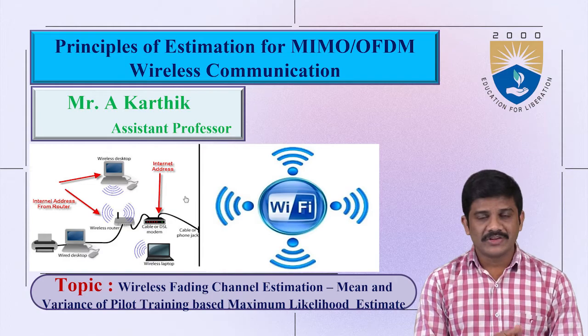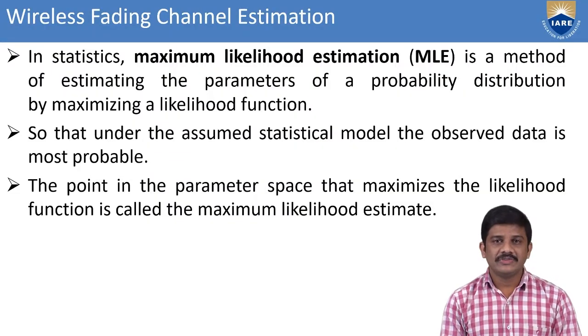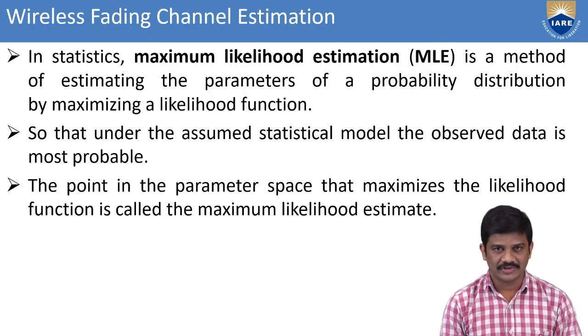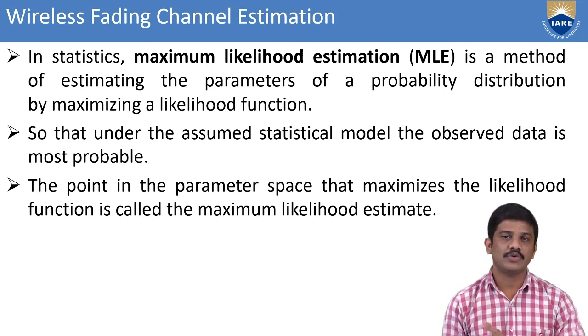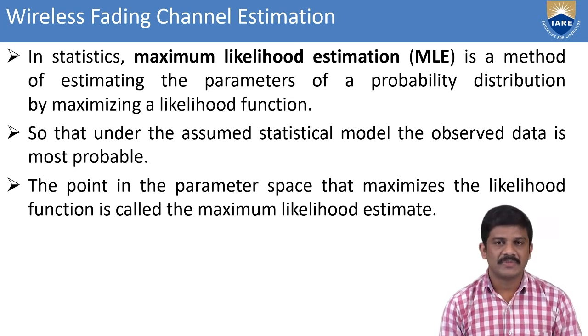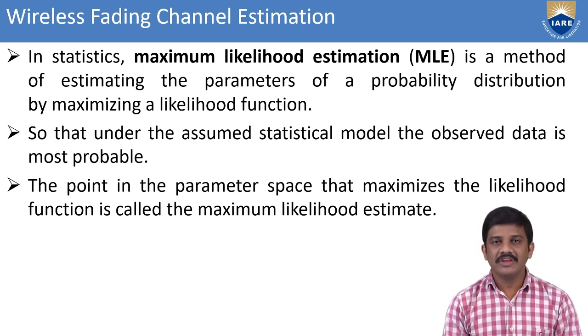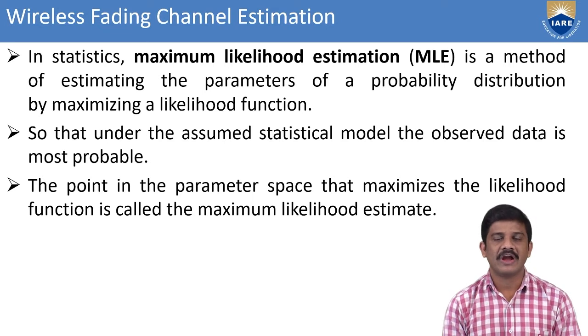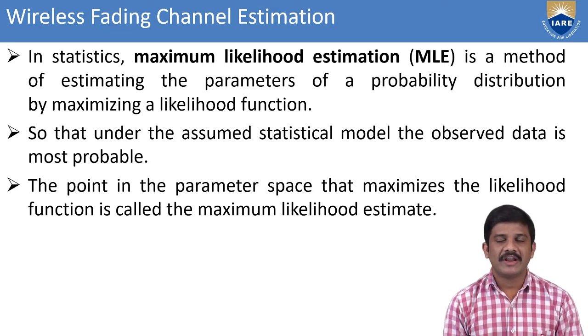What is maximum likelihood? We maximize the likelihood function; then only does maximum likelihood estimation come. We have to maximize the likelihood function, and that gives the process of maximum likelihood estimation. In this estimation we have to find the parameters, and we are taking the probability distribution by maximizing the likelihood function.